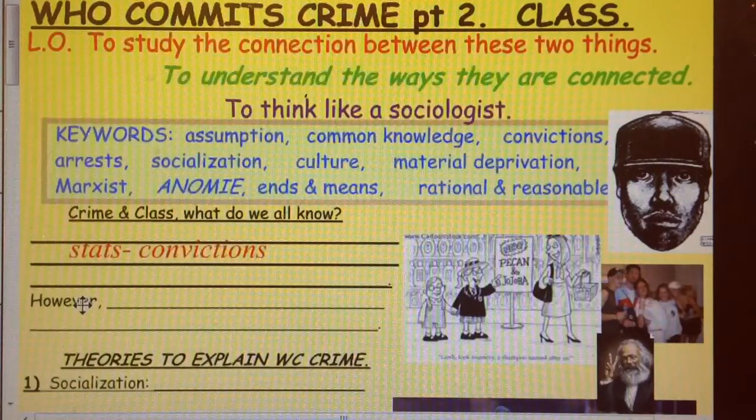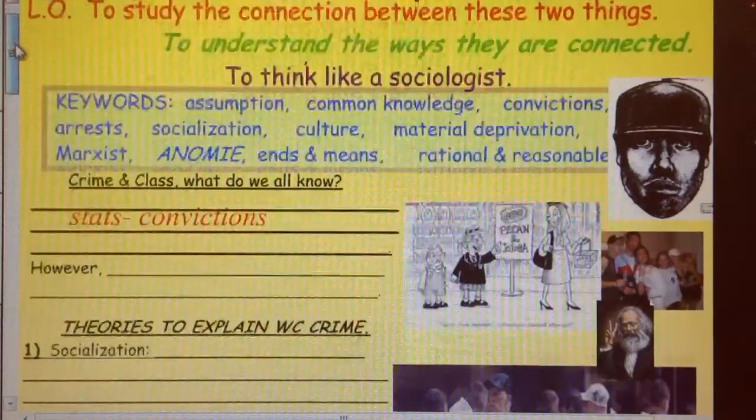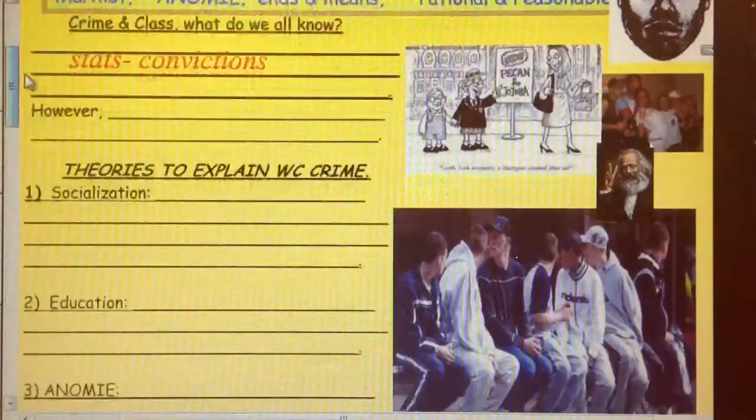However, just because the stats show something doesn't mean it's necessarily true. It could be a self-fulfilling prophecy. We'll talk about that more later on in this lesson and the next lesson. But certainly, prisons are full of working class people. So let's look at some explanations as to why the working class might commit crime. Some of them we've already come across.